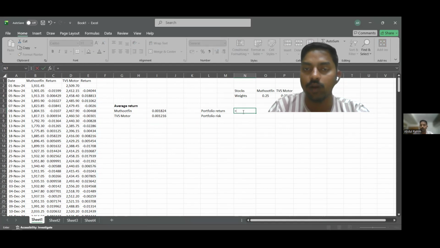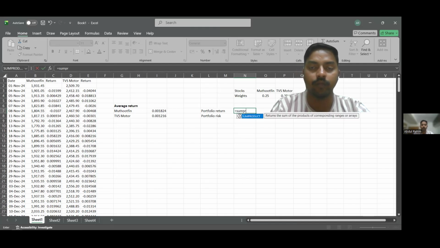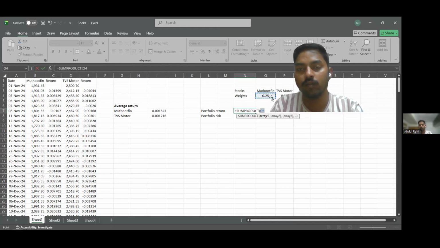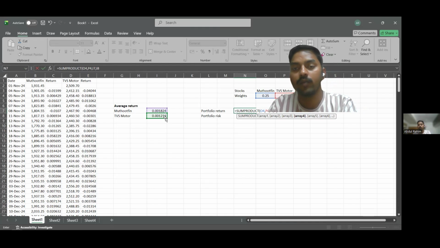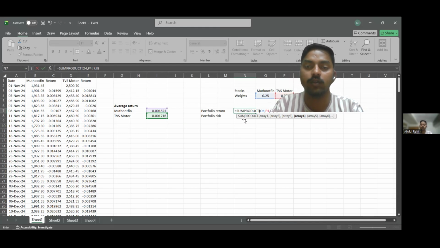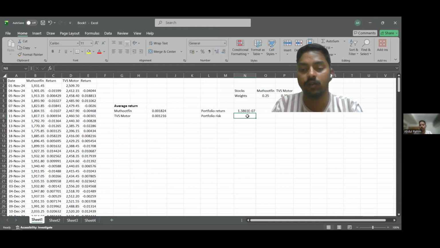Now we are going to calculate the portfolio return. So for portfolio return, we are going to use the formula SUMPRODUCT. SUMPRODUCT, Muthoot Finance weightage, comma, TVS Motor weightage, bracket close. This is our portfolio return.